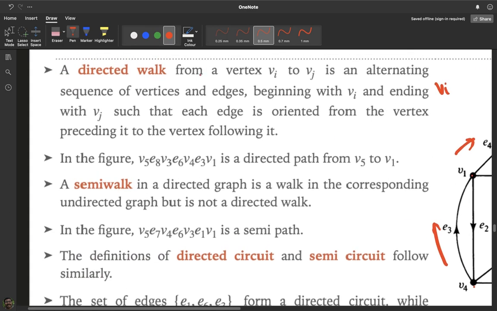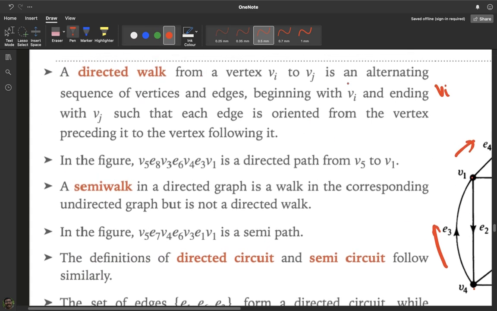So let us look at the definition here. I have written it here. It's an alternating sequence of vertices and edges beginning and ending with vertices, such that each edge is oriented from the vertex preceding it to the vertex following it. So that is the meaning of a directed walk.